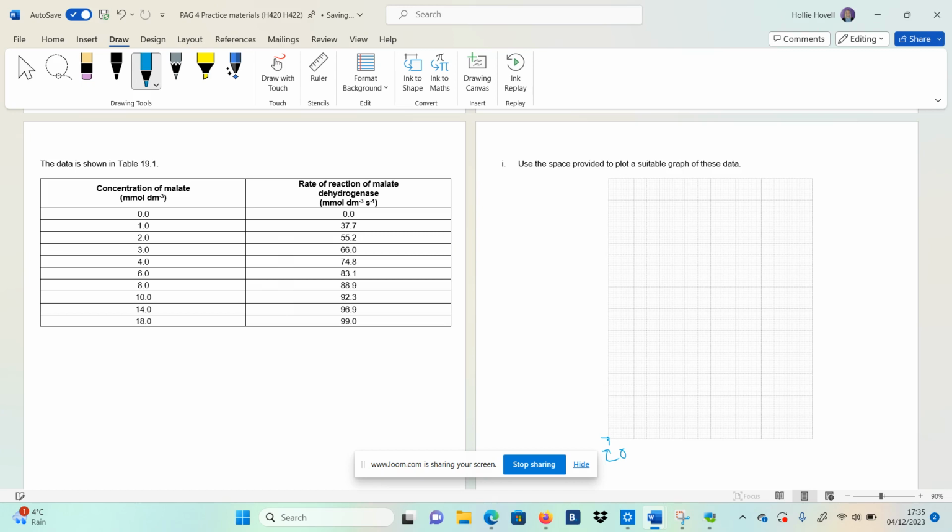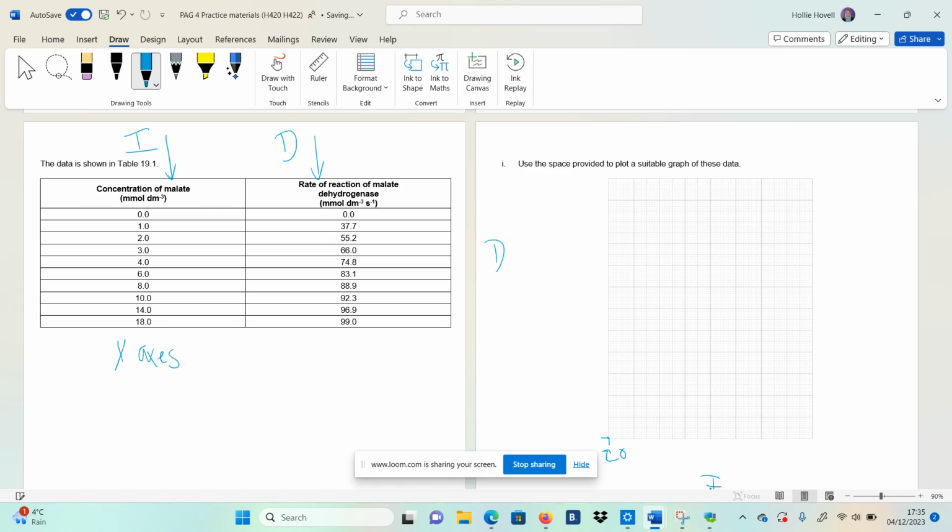Whatever goes in the first column in a table is always independent, and whatever goes in the second column is always the dependent. Whatever goes on the bottom of your graph on the x-axis is the independent, and up the side on the y-axis is the dependent. So the first column always goes to the x-axis on the bottom of a graph. The second column, dependent variable, always goes up the side of the y-axis. So that's y, and that's x.